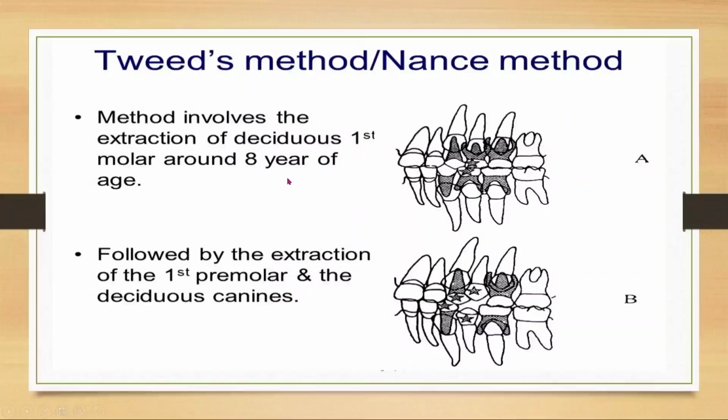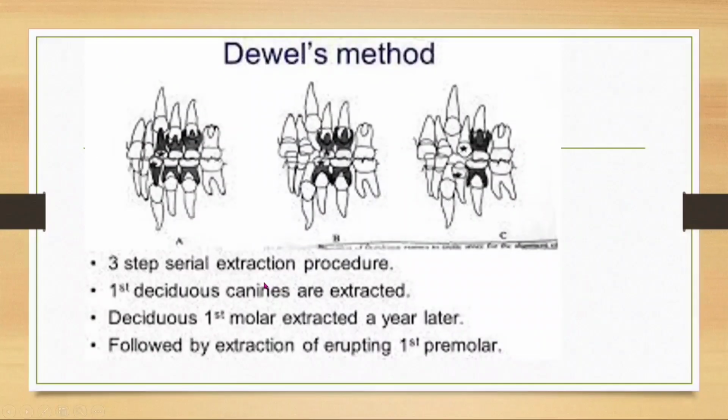So Tweed's method we already discussed: extraction of deciduous first molar by 8 years, then the first premolar, followed by the deciduous canine. Dewel's: first deciduous canine, then deciduous first molar after a year, followed by extraction of first premolar.